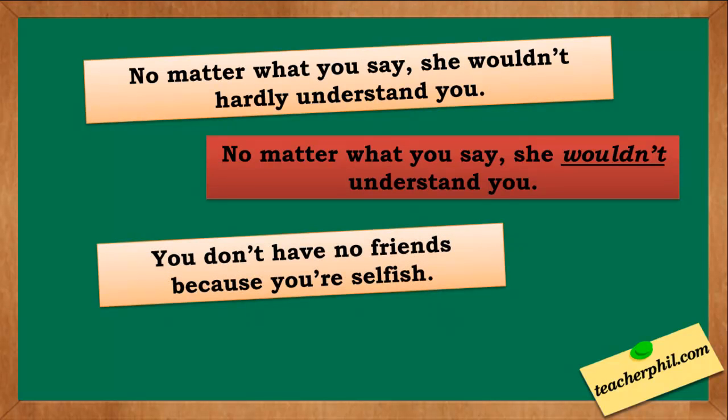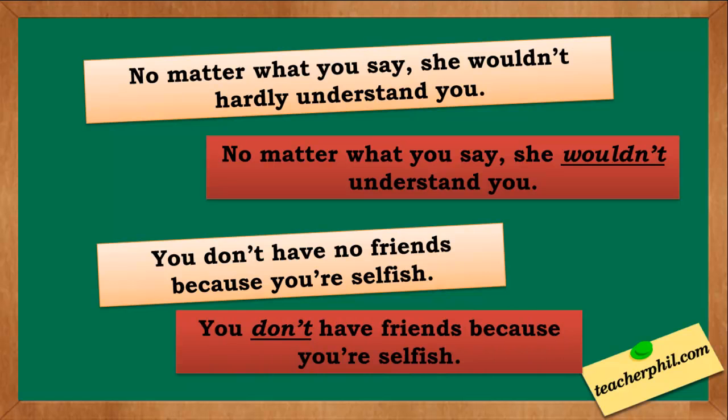The last one, you don't have no friends because you're selfish. The correct answer is you don't have friends because you're selfish. The negatives here are don't and no. We can say you don't have friends, or we could also say you have no friends. Did you get them right?